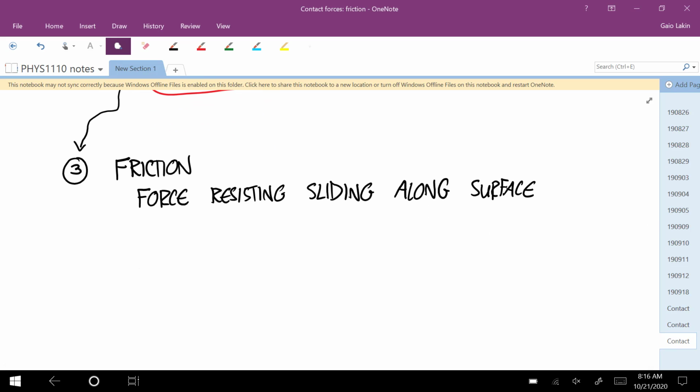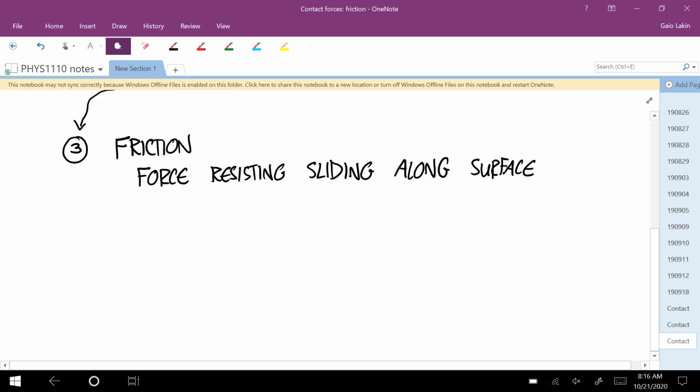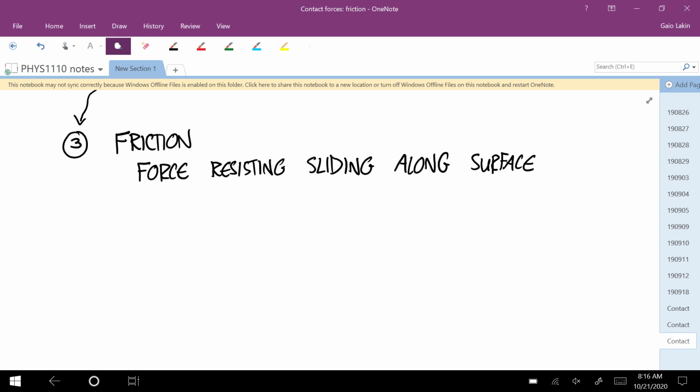And we can break friction down into two types. Of these two, we're only going to do one, not because the other one's harder or easier or anything, but just for the sake of time. But there are two types of friction force. The first one is static friction.